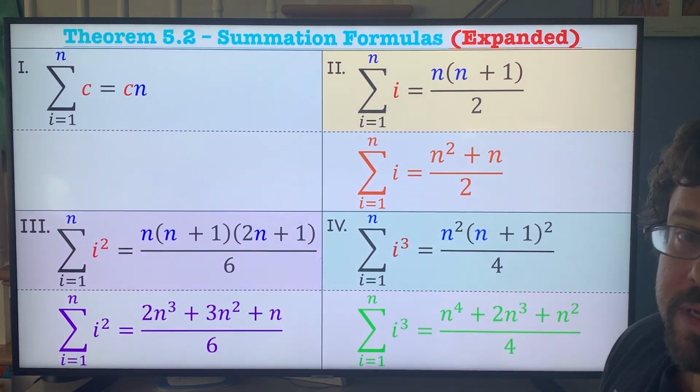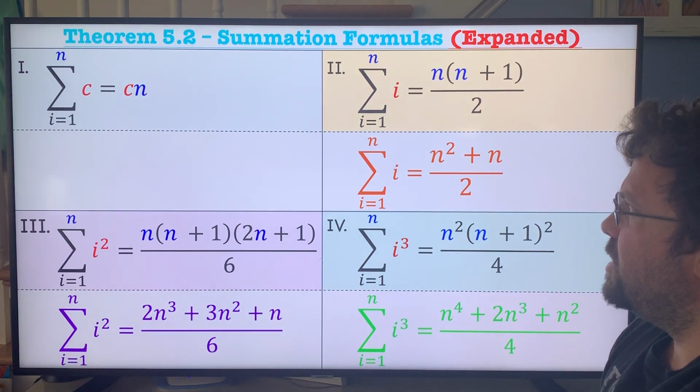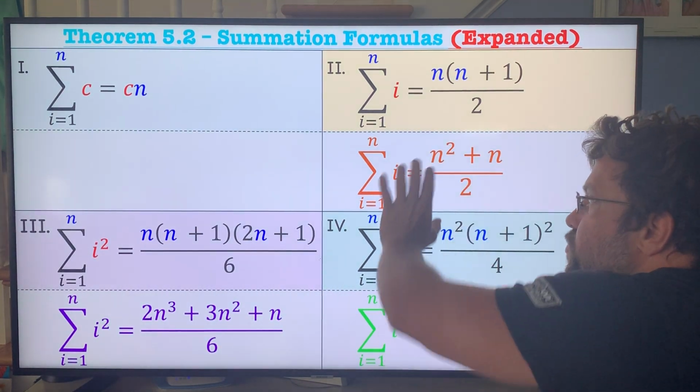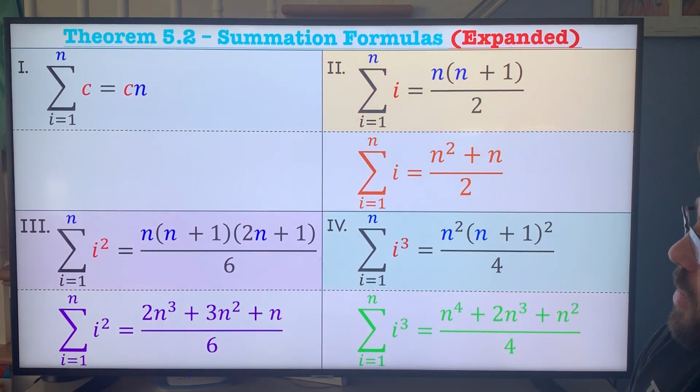The expanded form makes it a little bit easier and saves a step. Anytime you see one of these, I'm just going to jump right into these formulas so I don't have to expand it for you.